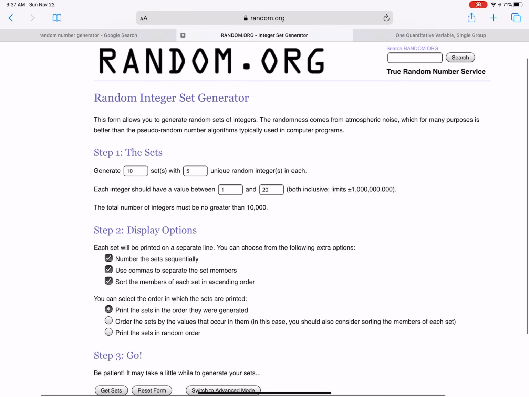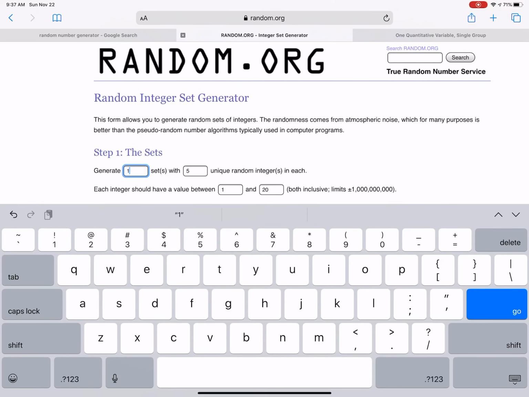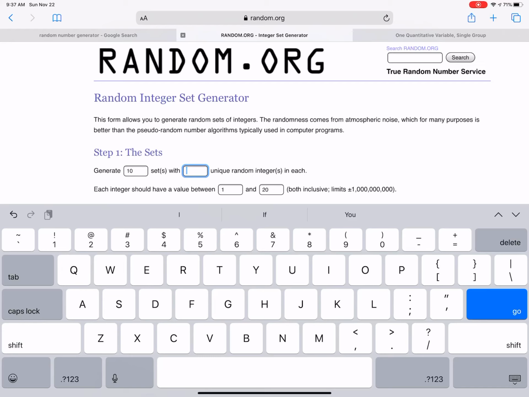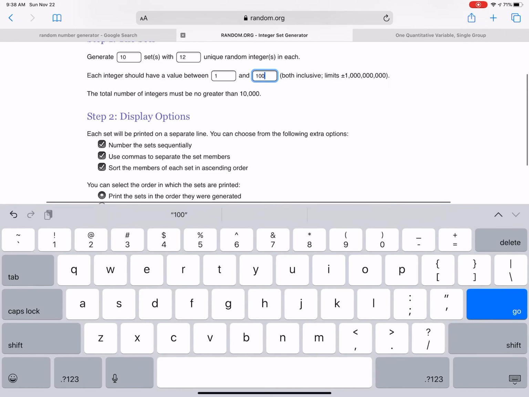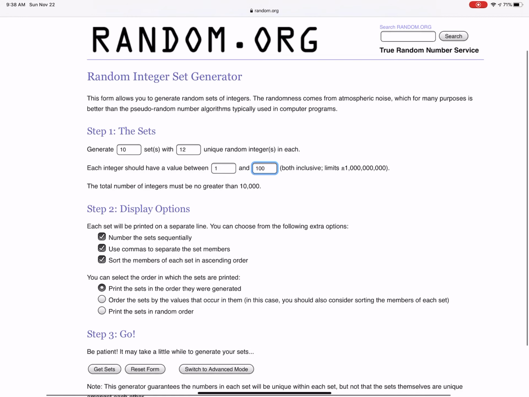So I wanted to generate 12. Oh, it doesn't matter how many. I'll just say 10 sets, with 12 unique numbers, right? That word's important. Then each integer should have a value between 1 and 100. This is slightly different than what I've described there, but both would be appropriate. Okay, I'm going to hit enter.